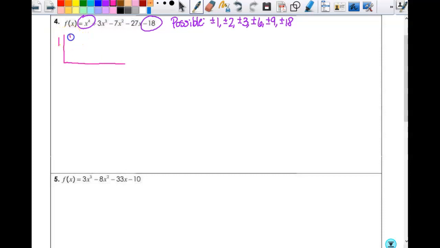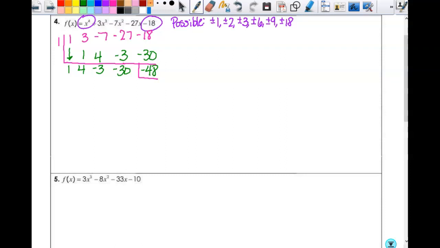Your coefficients are 1, 3, negative 7, negative 27, and negative 18. All right, so now I bring down my 1. 1, 4, negative 3, negative 30, negative 48. So what does that tell me about 1? It's not one of my zeros, right?